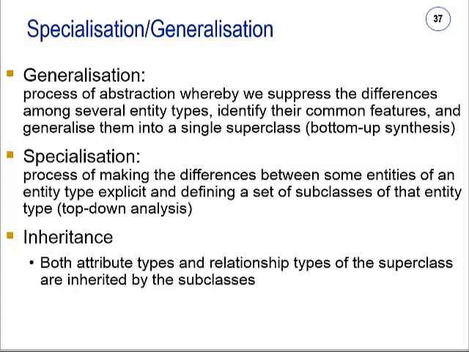As we already said, when you're doing specialization or generalization, both attribute types and relationship types of the superclass will be inherited by the subclasses. Translated to our professor-student example, it means that both professor and student will inherit the attribute types and relationship types of the person superclass.